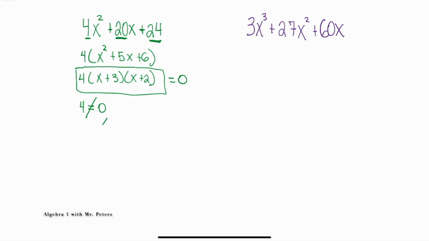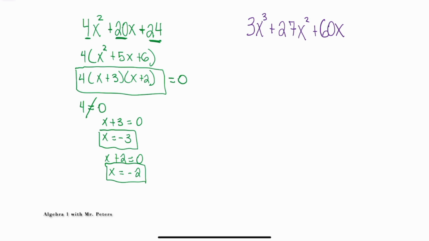But if we continue, we'll have x plus 3 is equal to 0. So x is equal to negative 3. And if we do the second factor, x plus 2 is equal to 0, we'll get the answer x is equal to negative 2. So when the equation is set equal to 0, we're going to use the zero product property to solve. But that's only if the equation is set equal to 0.